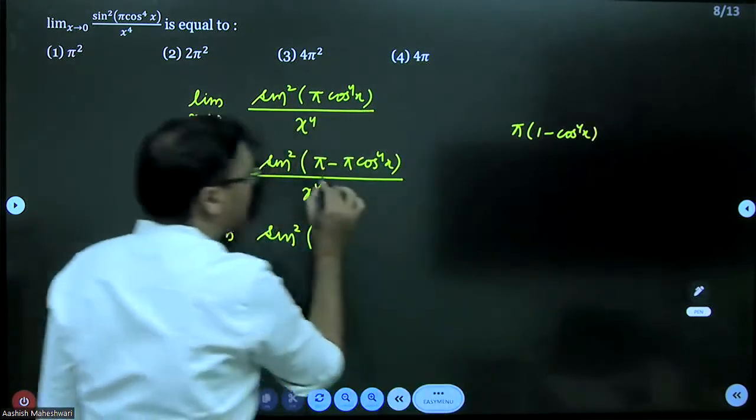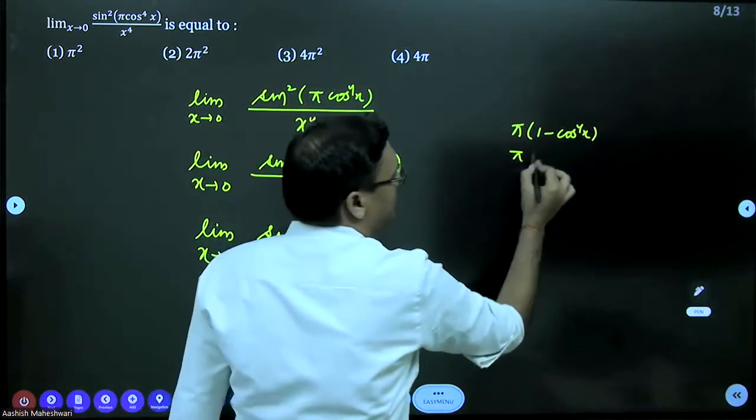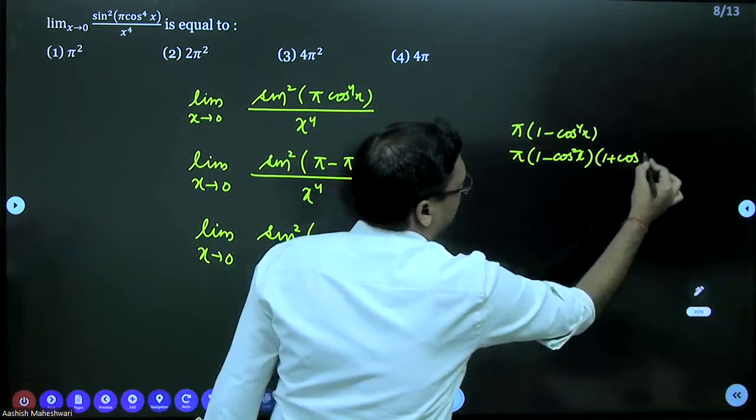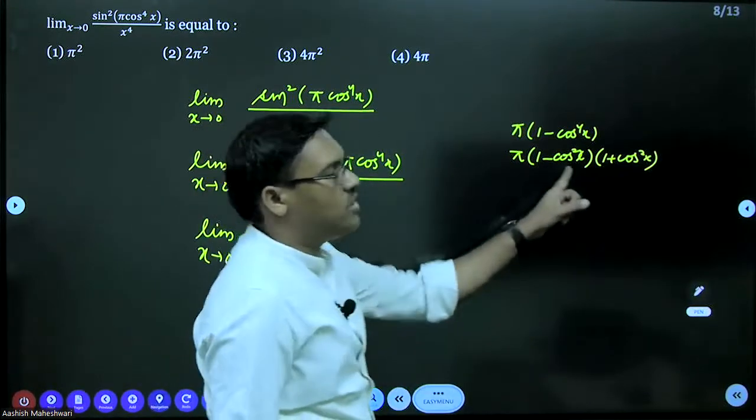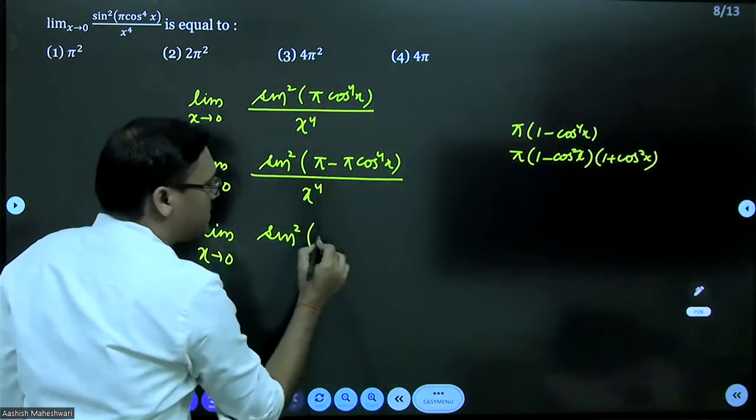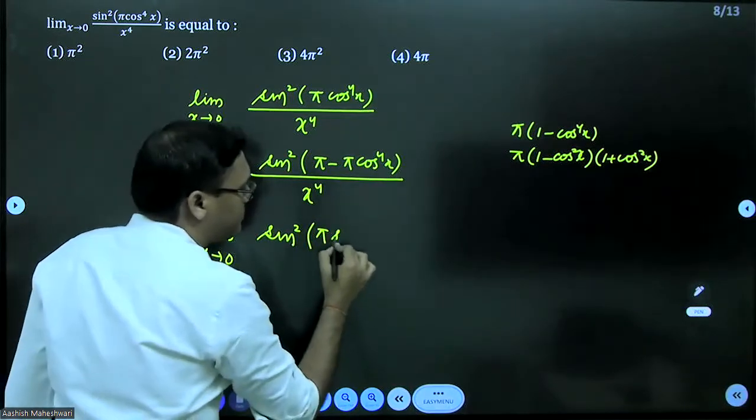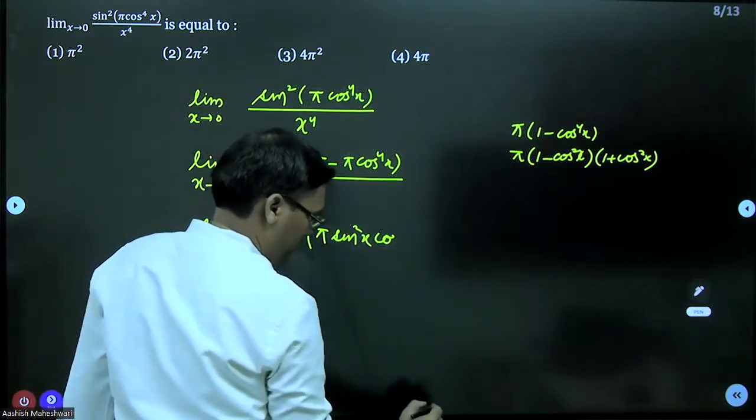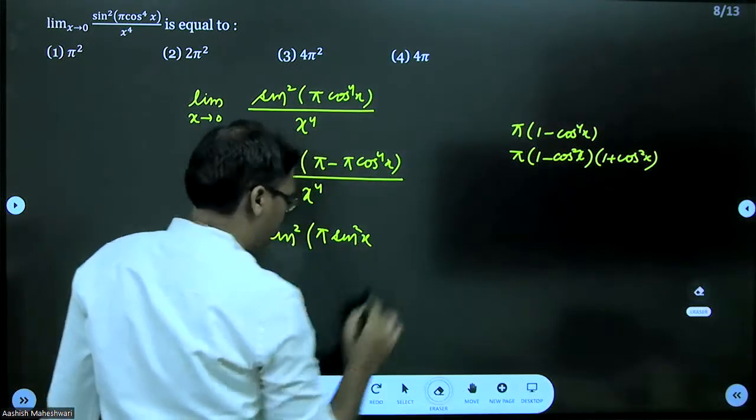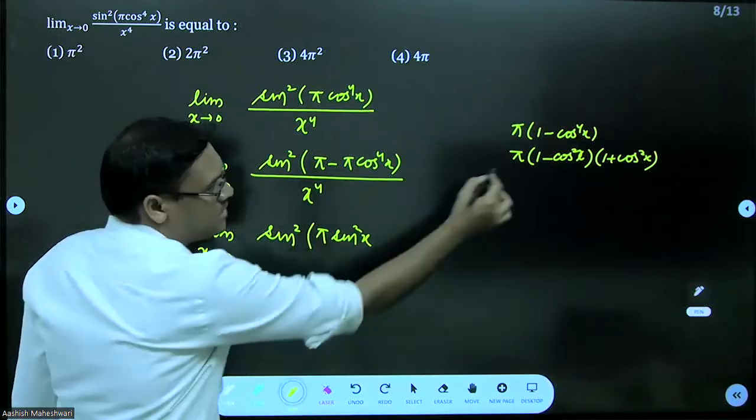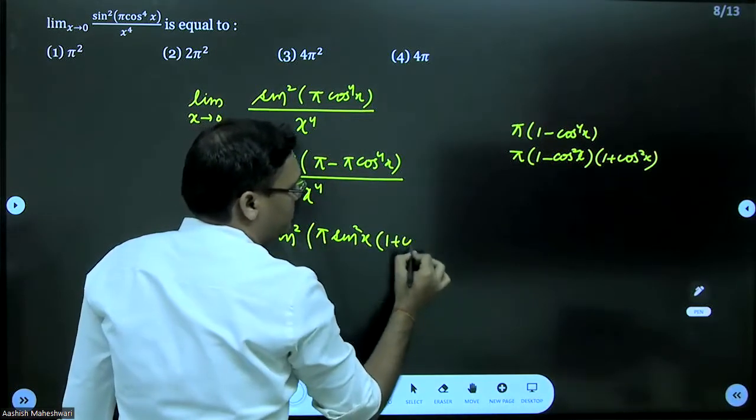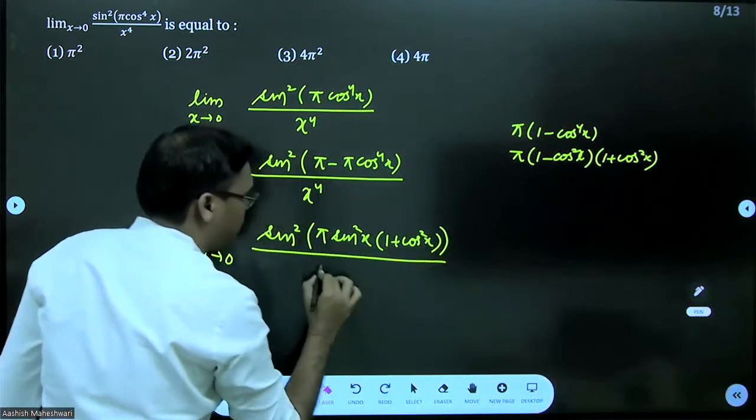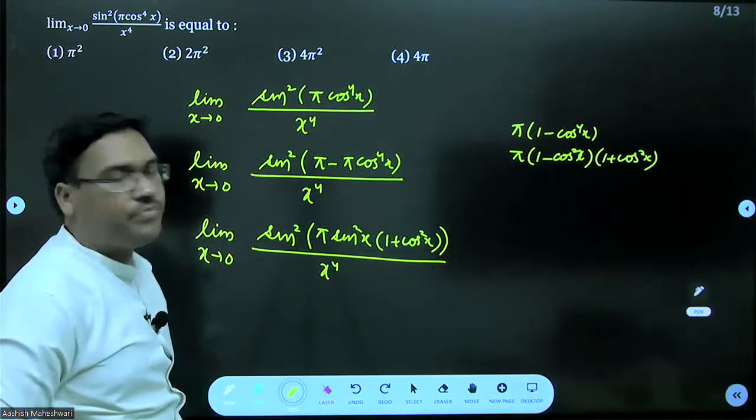cos 4x. This type of term will come, see. So I can say this is pi into 1 minus cos square x into 1 plus cos square x. And we know 1 minus cos square x is sin square x. So this term, you can see this simplifies to pi sin square x into 1 plus cos square x upon x raised to 4. This is the expression you can see we have got.